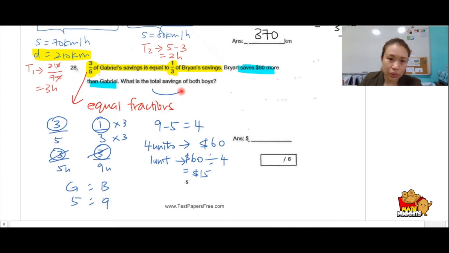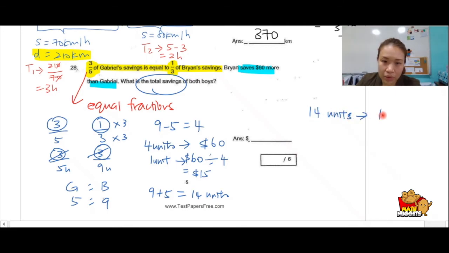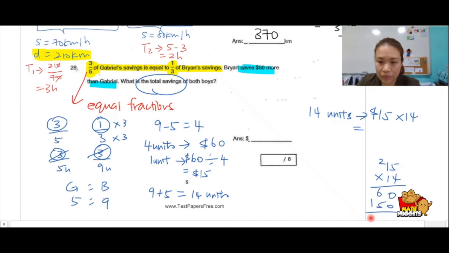$15. So what is the total savings of both boys? Total savings 9 plus 5, we have 14 units. So then you just need to find out what 14 units is, which is $15 times 14. $210.